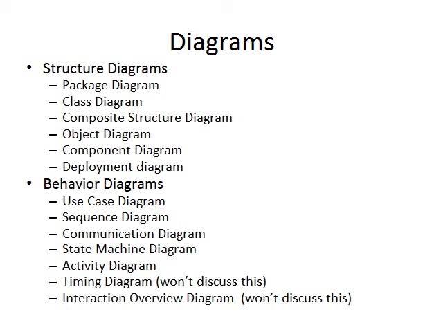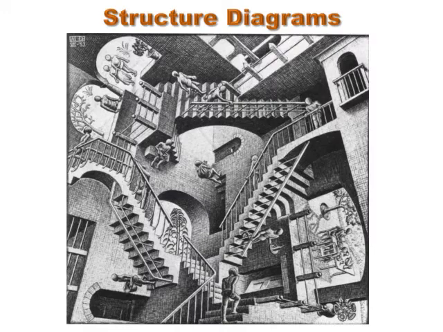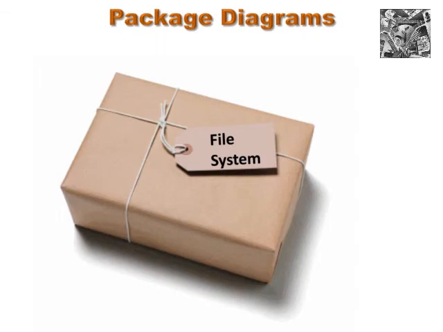Basically there are two types of diagrams, structure diagrams and behavior diagrams. The behavior diagrams really could be split into two different kinds of behaviors. One is more like interaction type behavior, and the other one is more definition of behavior. So let's just get into this.